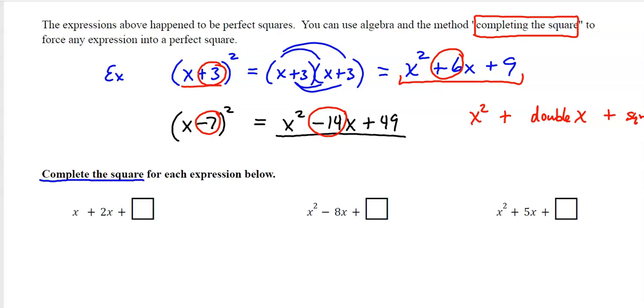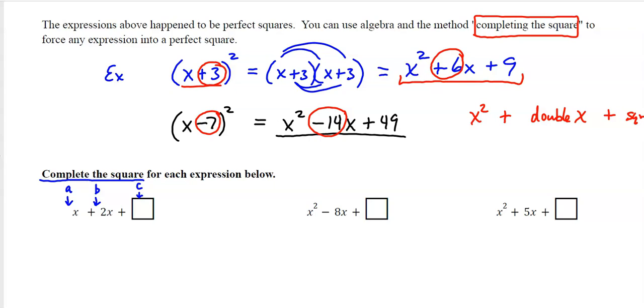To complete the square, remember our numbers, this is A, which is 1, B is 2, and C is what this back part is. Well, to complete the square, what you're going to do is chop B in half.